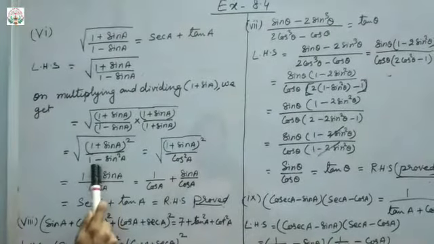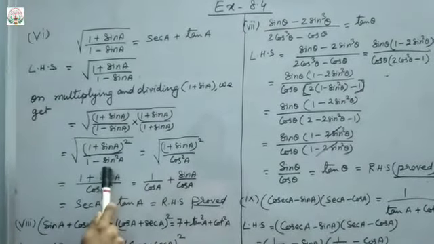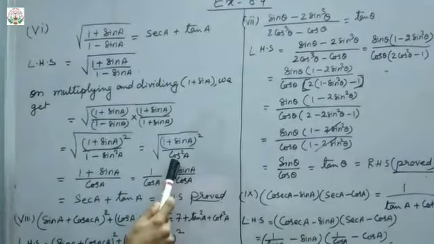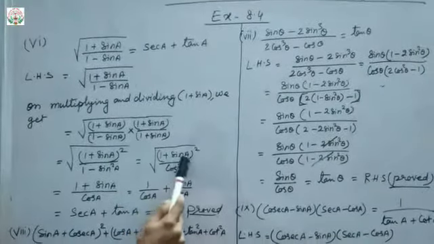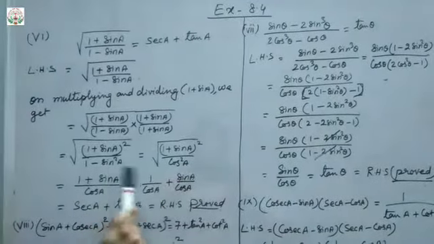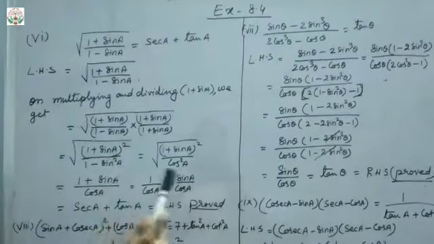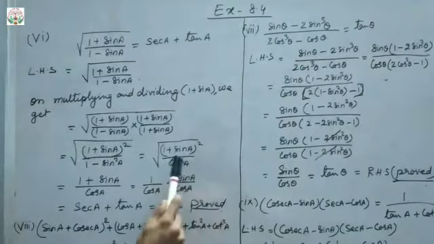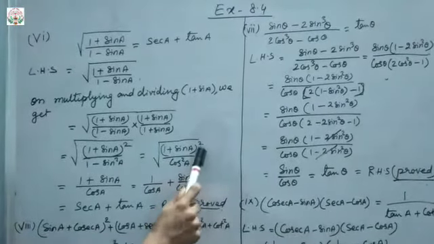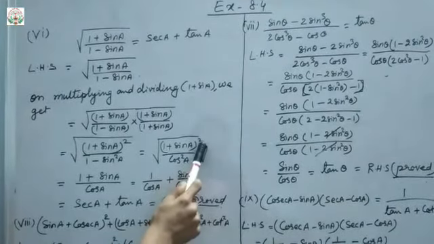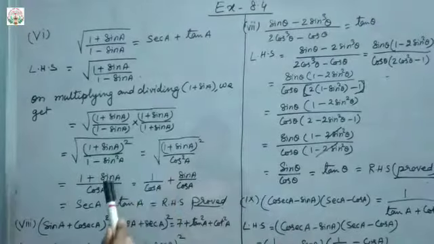So this 1 minus sin square A is the formula of cos square A. So in place of this we will write cos square A here: square root of (1 plus sin A) whole square upon cos square A. Okay. So now both are in squares. You can see (1 plus sin A) whole square upon cos square A. So both the squares will be removed with the square root.